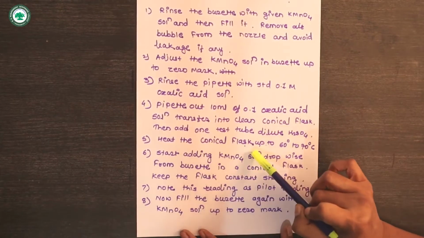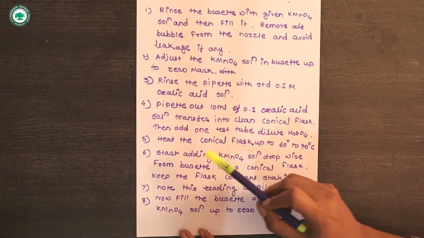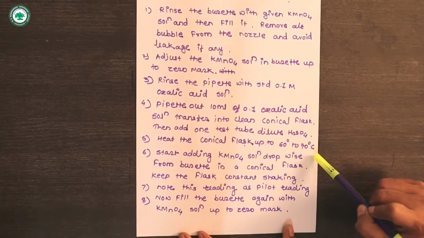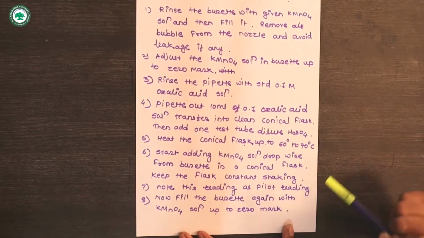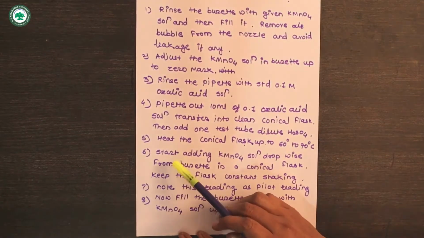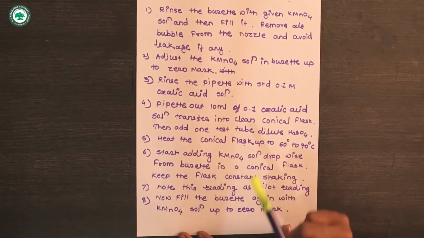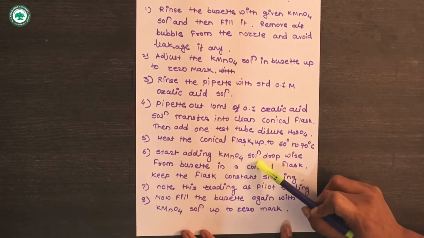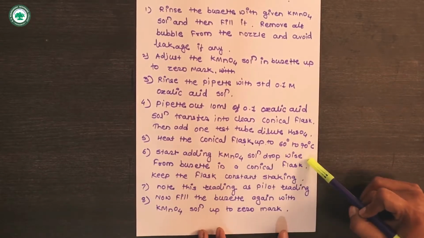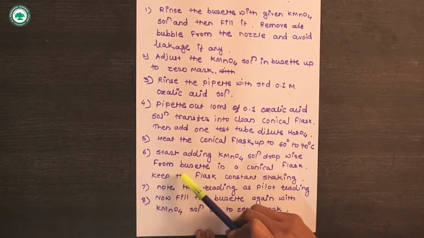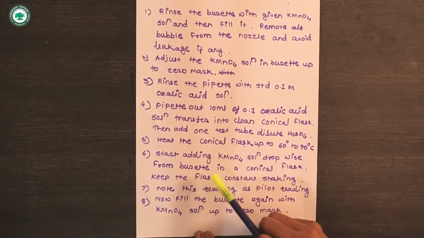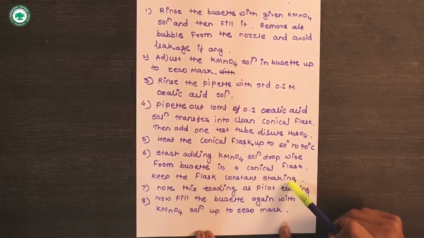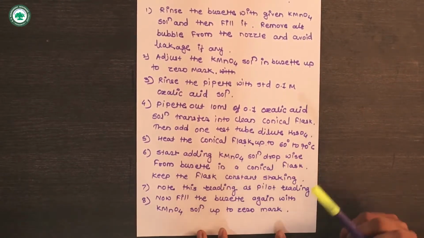Heat the conical flask. The next step is to heat the conical flask up to 60 to 70 degrees centigrade. Now start adding the KMnO4 solution. Now the titration is started, adding the KMnO4 solution dropwise from the burette into the conical flask. Keep the flask under constant shaking.